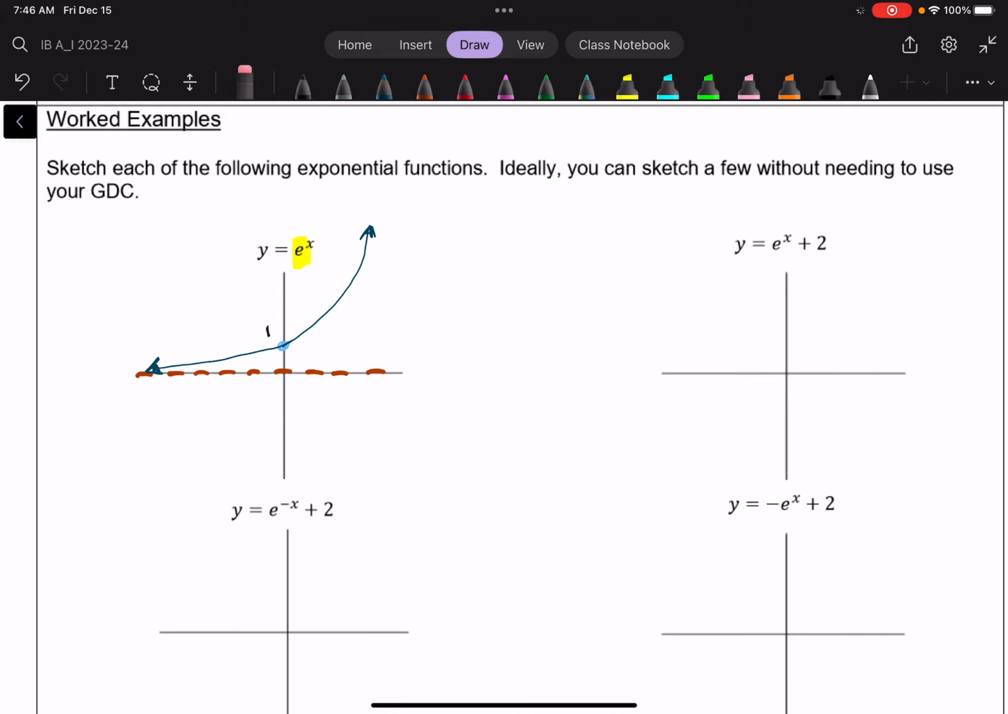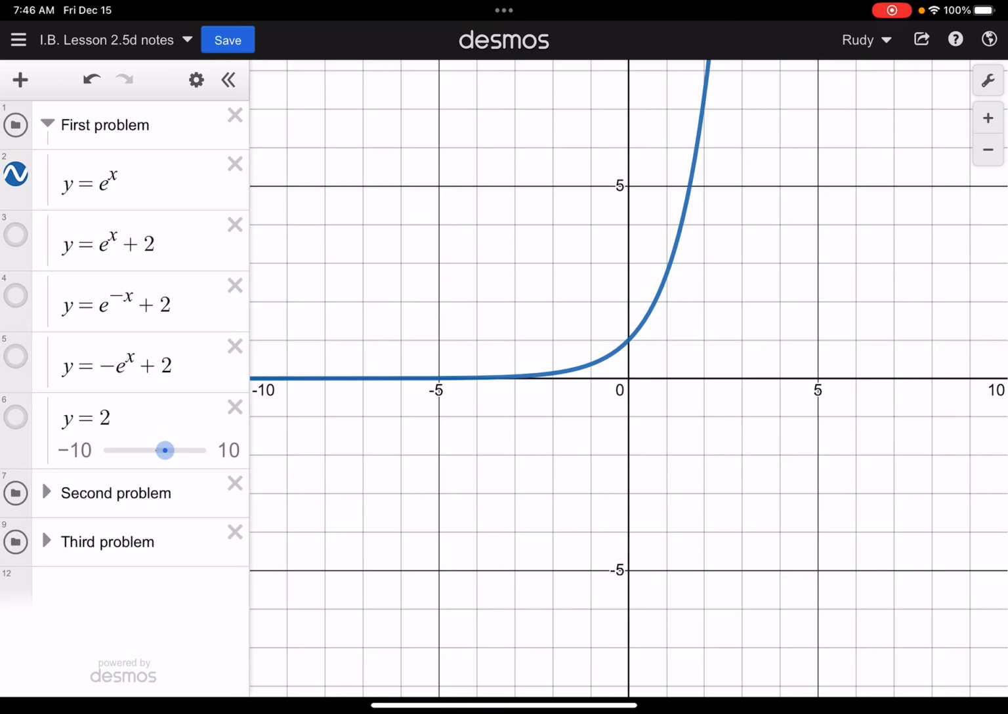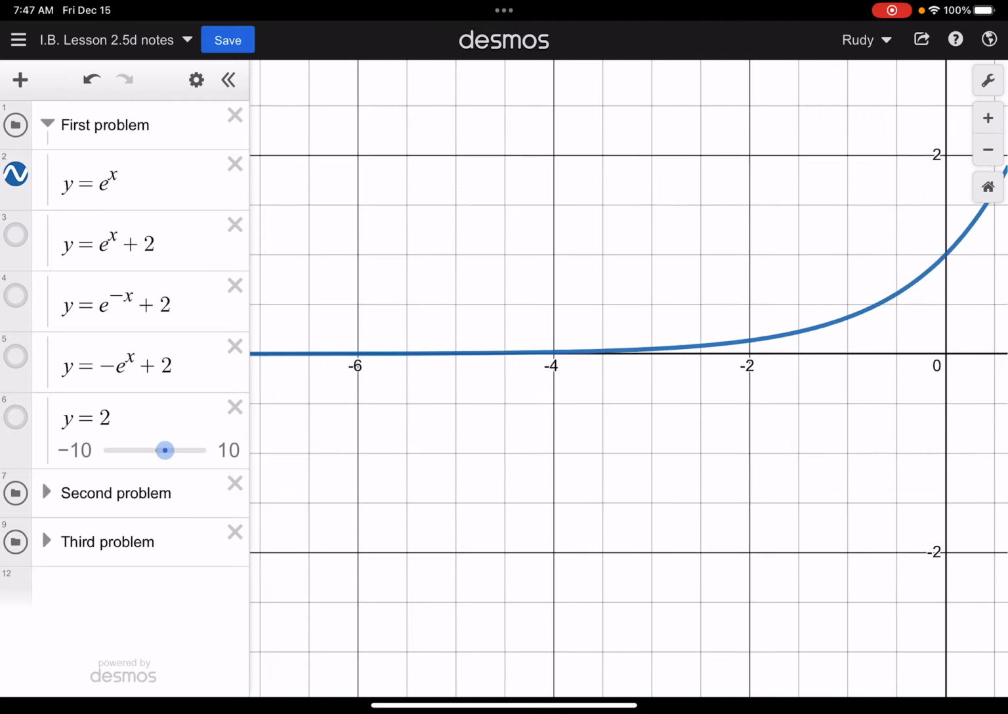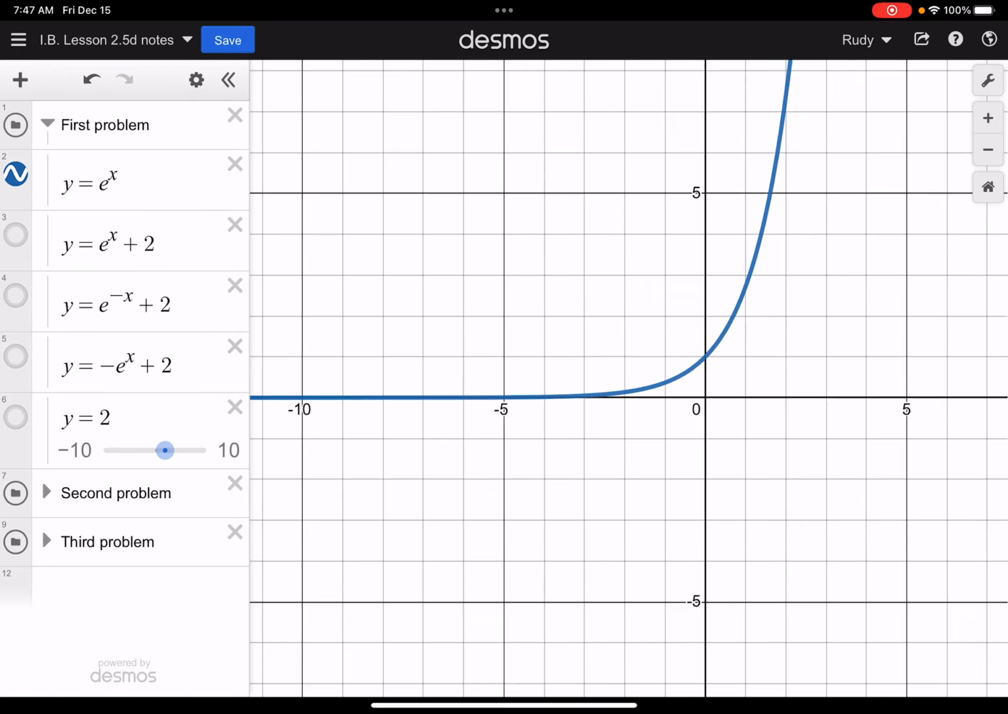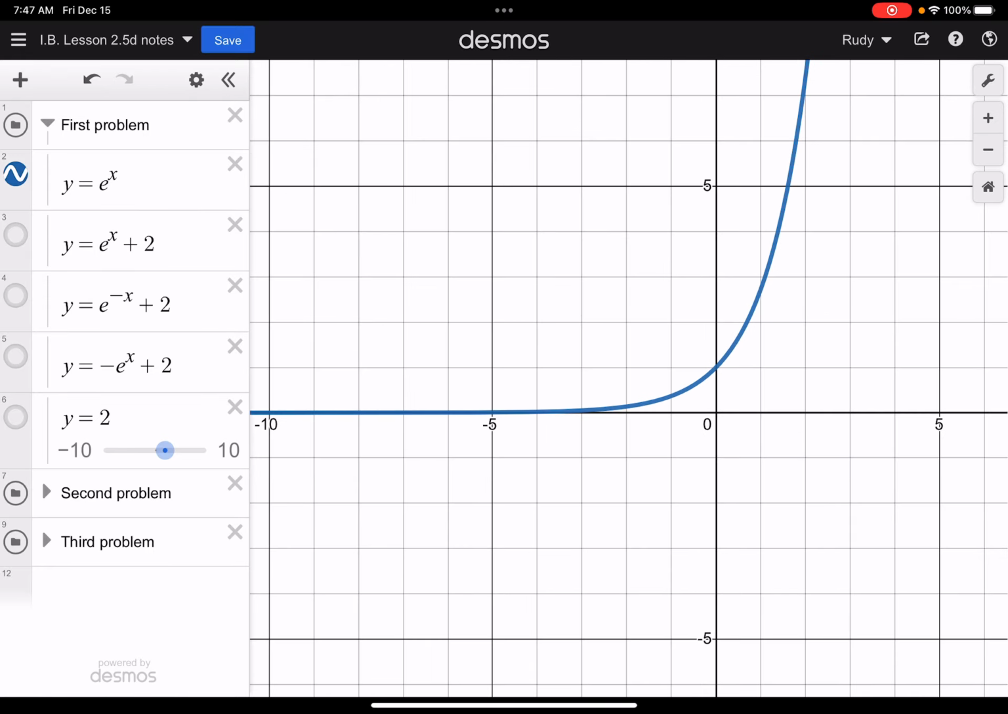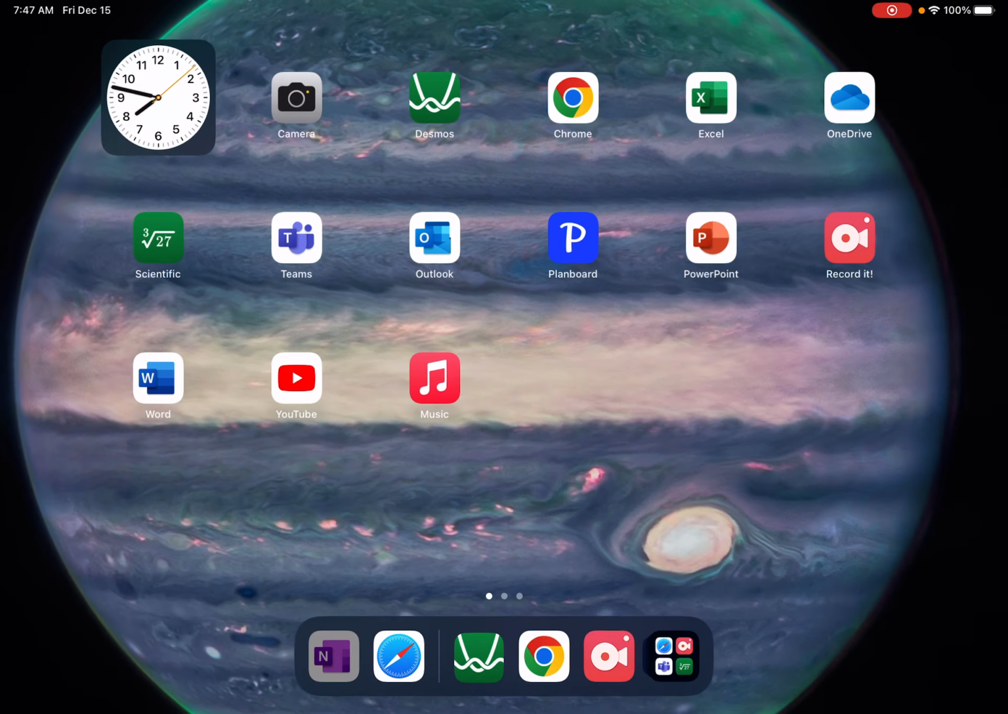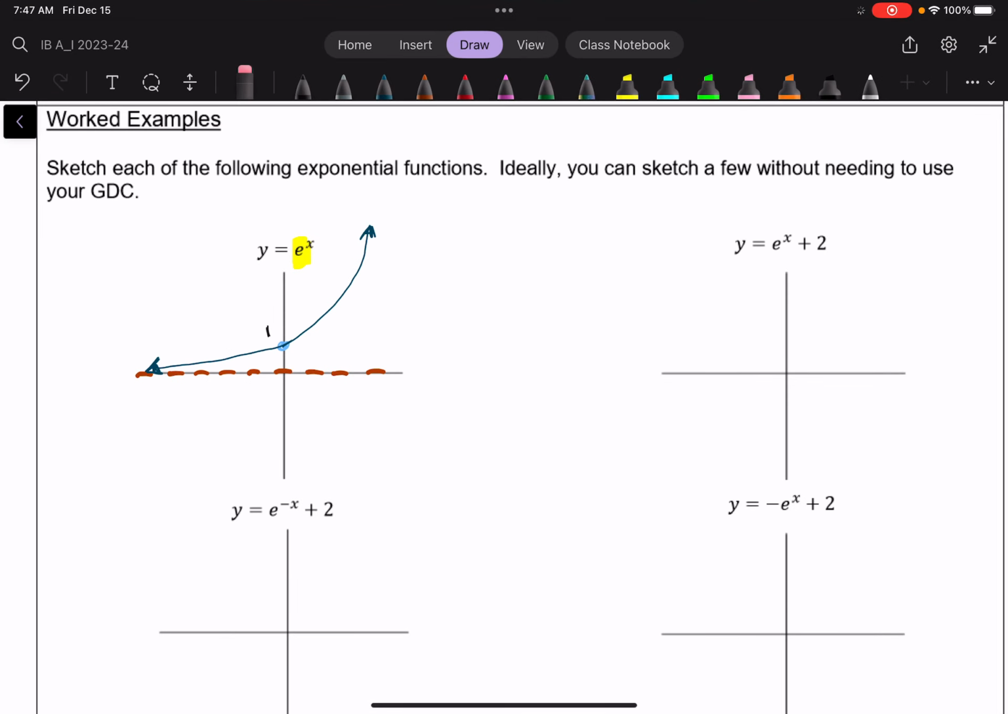If I look at my quick sketch, and I'll go to Desmos here and show what it looks like, there is e to the power of x, pretty standard. Notice it never quite touches the x-axis, because you can't raise a number to a power and get 0. You can get infinitely close to 0, but you can never get exactly to 0. If I now add 2 to this, the whole graph just moves up 2. So this horizontal asymptote is now 2 above the x-axis, and the y-intercept is now 3, but it's still the same shape as before.